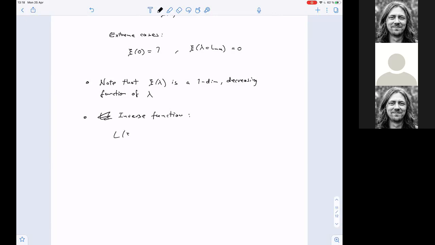Is L of psi of lambda, which is just equals lambda, which is now, think of it as the value for the likelihood contour that contains a prior mass.